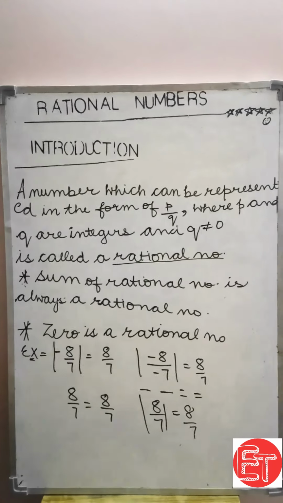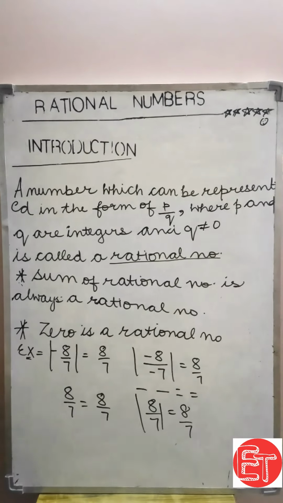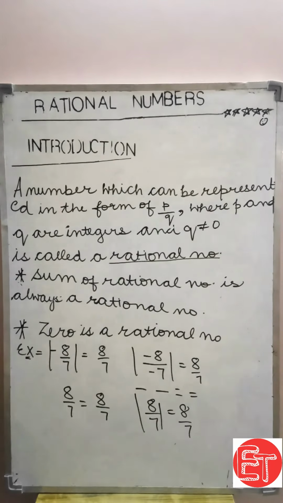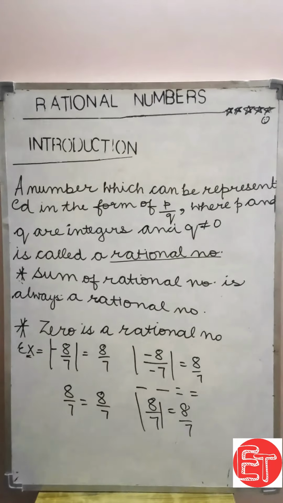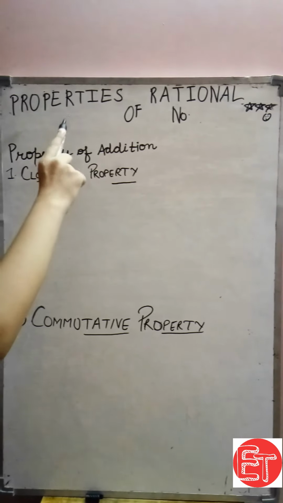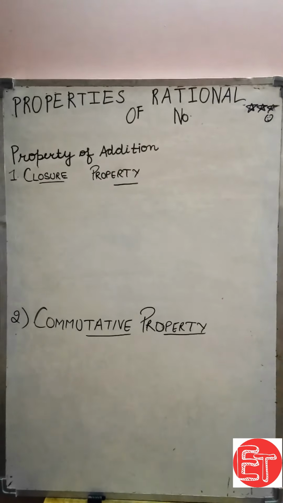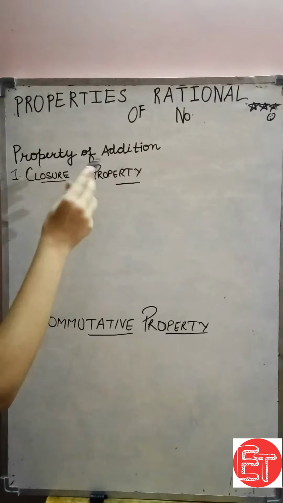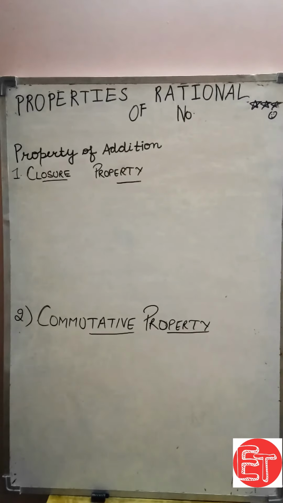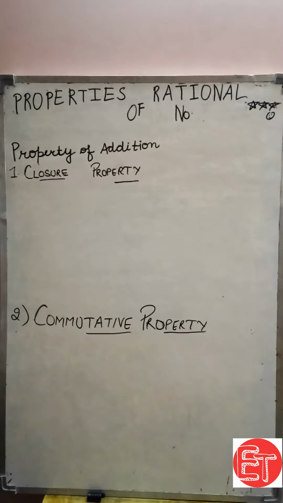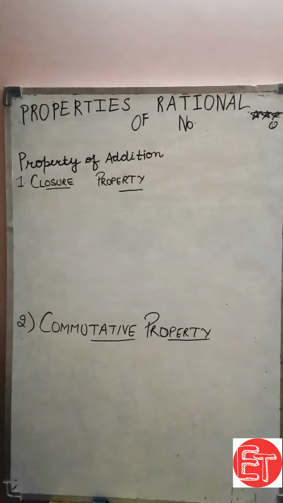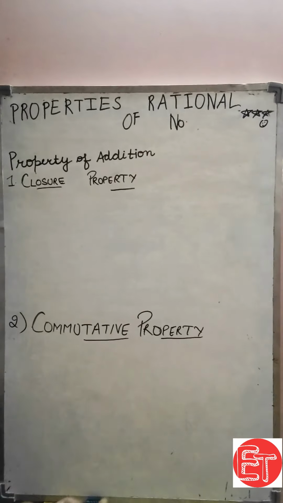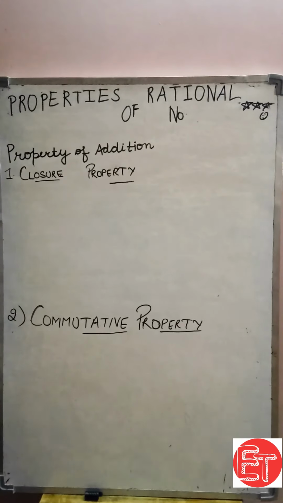Okay. And another point to be remembered is 0. That 0 is a rational number. So now let's understand its properties. So now we are going to study about properties of rational number. So first of all, property of addition. Now closure property. Okay. So what does this closure property say? It says the sum of two rational numbers is always a rational number.